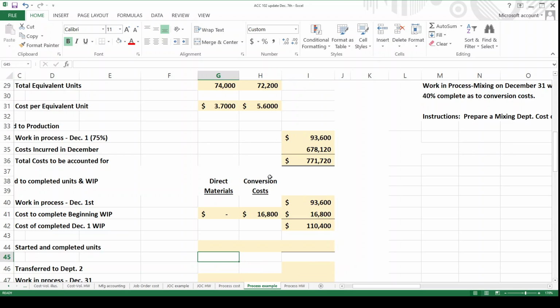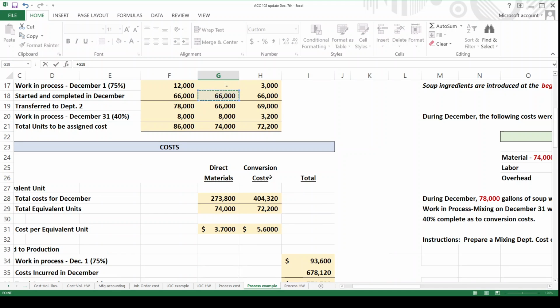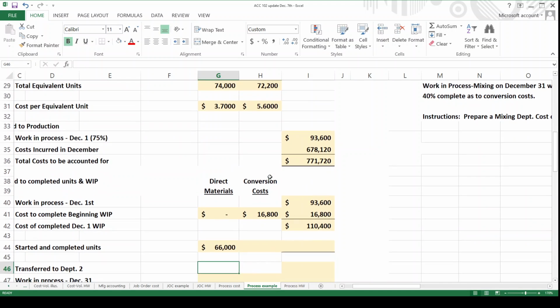Started and completed. What was it? 66,000. Check. So where is that? That's up here, right? 66,000 times what? Times the equivalent units. So just take the 66,000 and multiply times $3.70, and I get 244,200.